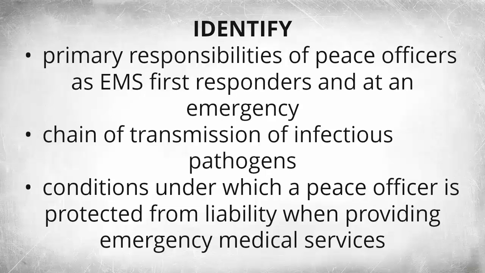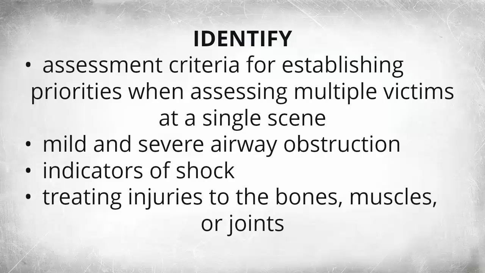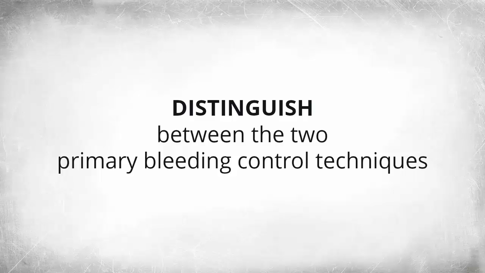You'll be able to identify primary responsibilities of peace officers as EMS first responders at a medical emergency, the links of the chain of transmission of infectious pathogens, conditions under which a peace officer is protected from liability when providing emergency medical services, assessment criteria for establishing priorities when assessing multiple victims at a single scene, the difference between a mild and severe airway obstruction, indicators of shock, appropriate first aid measures for treating injuries to the bones, muscles, or joints. You'll be able to distinguish between the two primary bleeding control techniques.